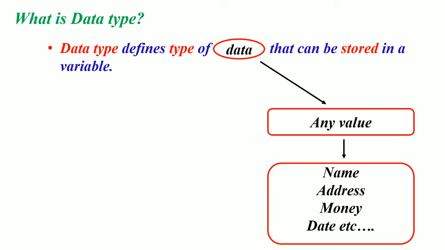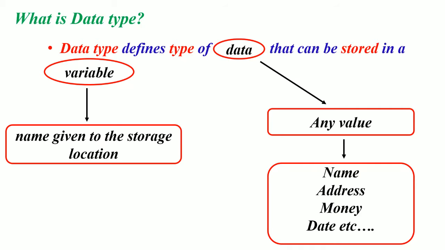Then learn the meaning of the word variable. It is a name given to the storage location. The computer gets some input from the user and stores it in the memory. That memory location name is called a variable. Variable means it is a name given to the storage location.